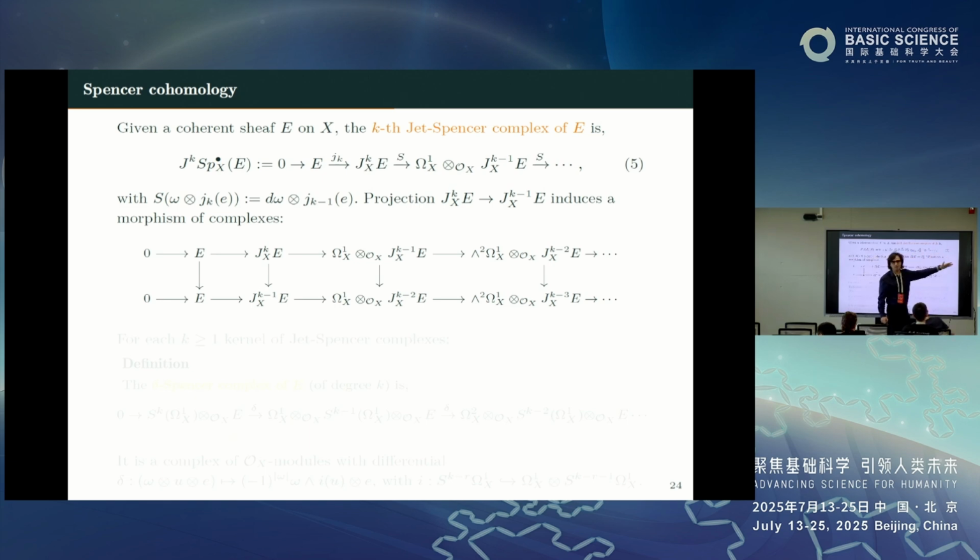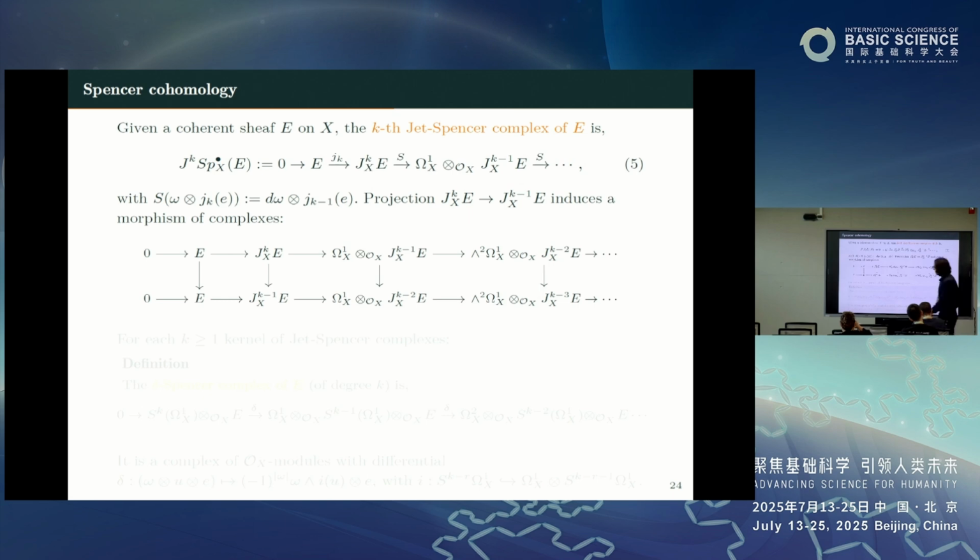It stops at omega n because the dimension of x is n. So it can start from jet k and go like that. It can start from jet k minus 1 and go like that. And then between jet k minus 1 and jet k, if I look at the kernels, I have these symbols.